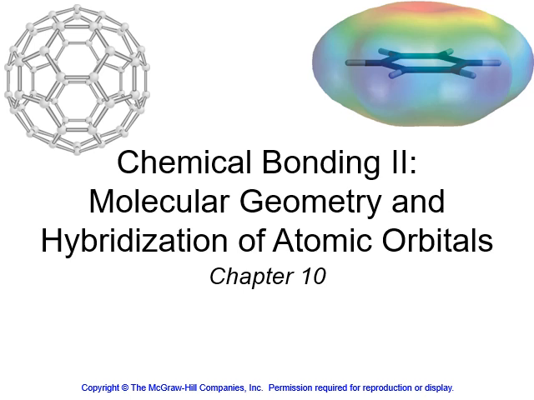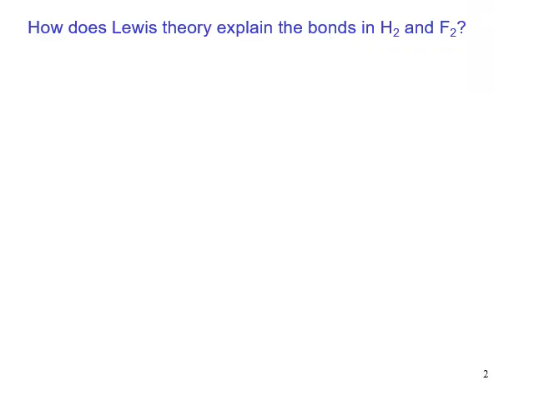So we're going to still be discussing molecular geometry and looking at all those different shapes. And now we're going to move on to hybridization of atomic orbitals. So let's talk about Lewis dot theory and how it explains bonding, because that's really what this chapter is about: how do things bond? Why do atoms bond with each other?